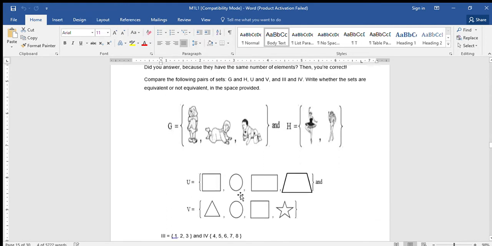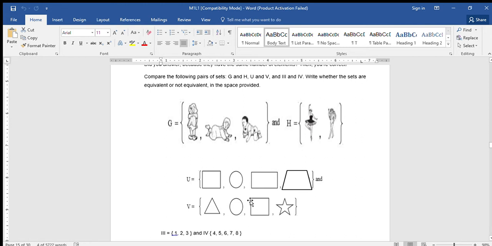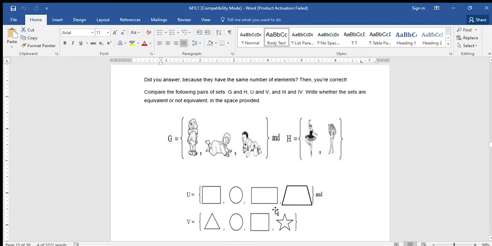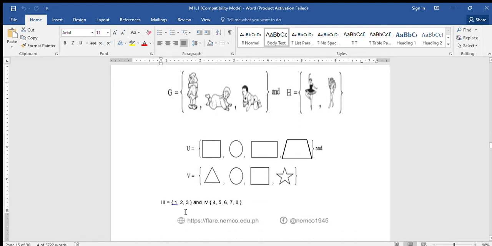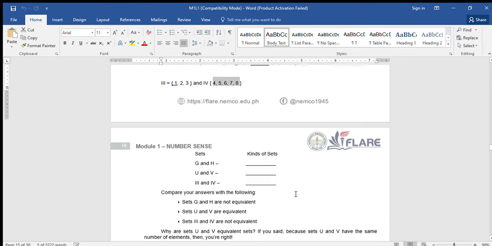How about U and V? Are they equivalent? Yes. U has 4 number of elements and V has 4 number of elements. So we can say that they are equivalent sets. Now how about 3 and 4 here? Equivalent or dili? Dili. Pila man ka elements ang naa ta sa 3? That's 3. Ang elements nga naa ta sa 4 kay nato 1, 2, 3, 4, 5. So they are not equivalent. So those are the differences between equal sets and equivalent sets.